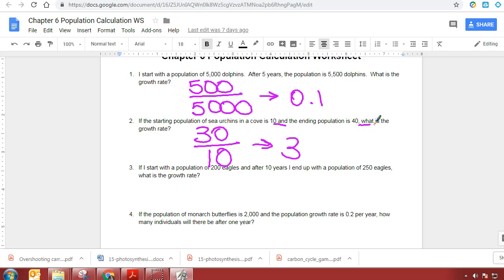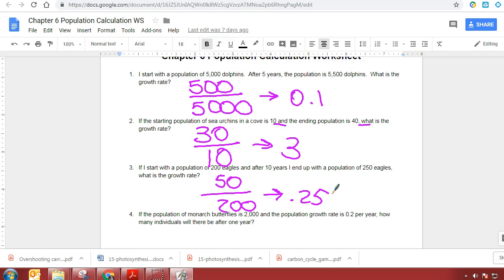3, if I start with a population of 200, after I end up with 250, what's the growth rate? So the difference here is 50, so 250 minus 200, so 50 over the initial, which is 200. So 0.25, and again, that's for the whole 10 years. If I wanted per year, what would I have to divide by? 10.